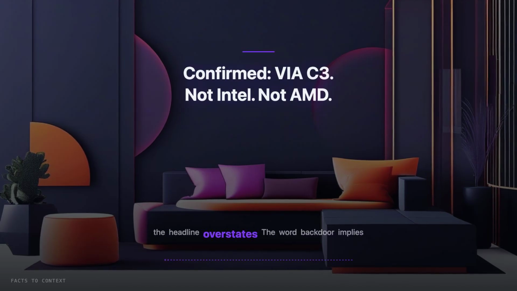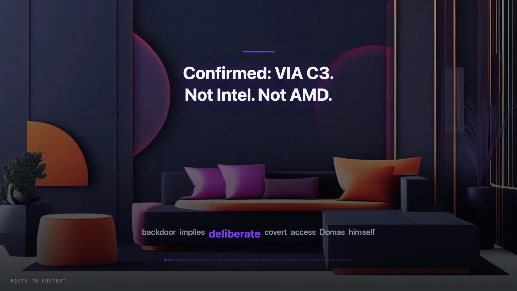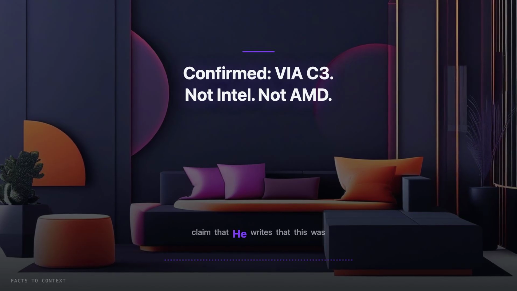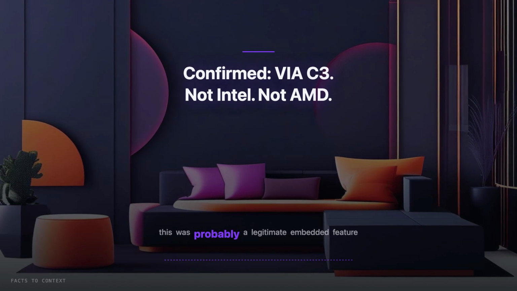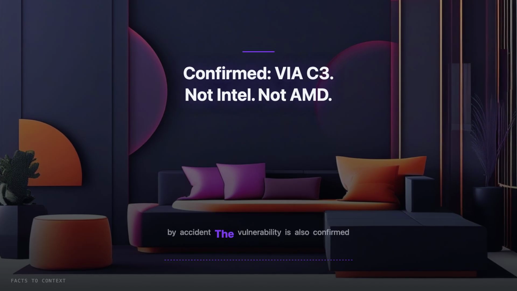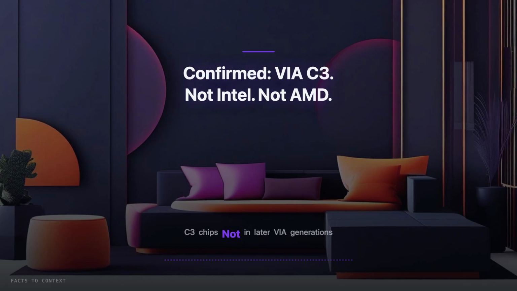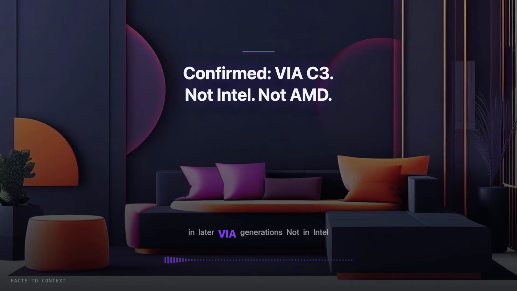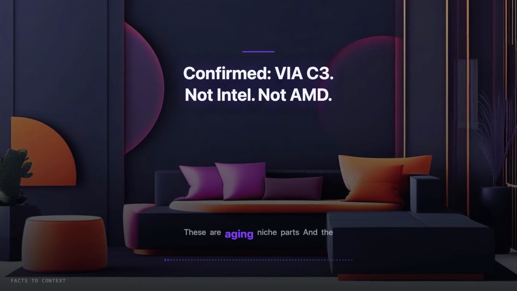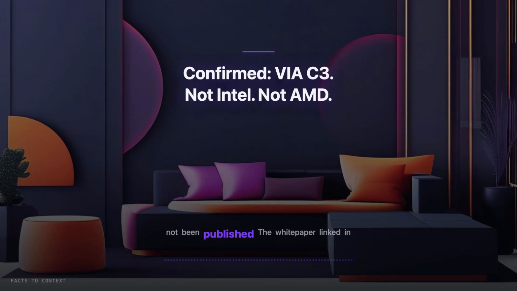Now for what the headline overstates. The word backdoor implies deliberate covert access. Domas himself does not claim that. He writes that this was probably a legitimate embedded feature left enabled by accident. The vulnerability is also confirmed only in VIA C3 chips, not in later VIA generations, not in Intel, not in AMD. These are aging niche parts, and the full technical evidence has not been published.